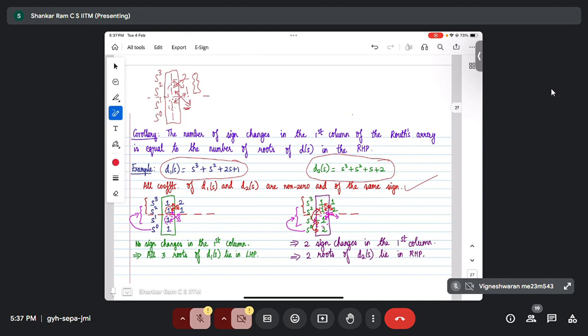No, right? So the sufficient condition is also satisfied. So there are no sign changes. So all three roots of D1 of s lie in the left half. Okay, so this is the first result.